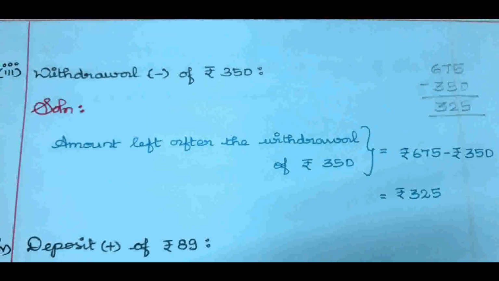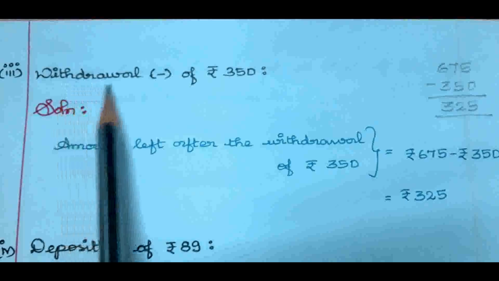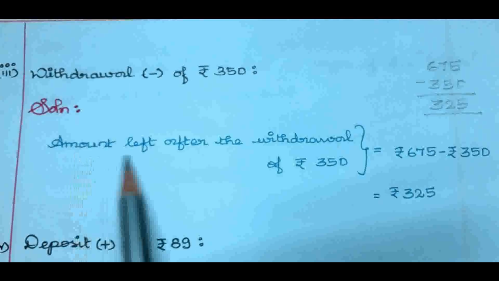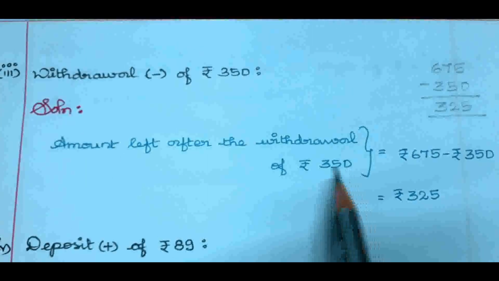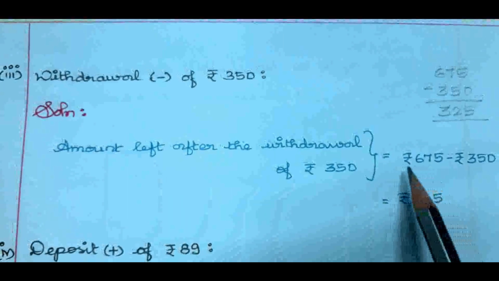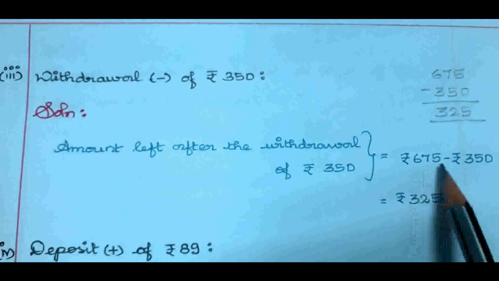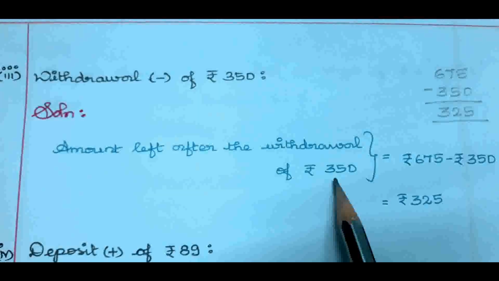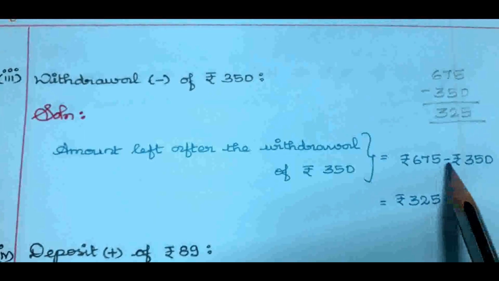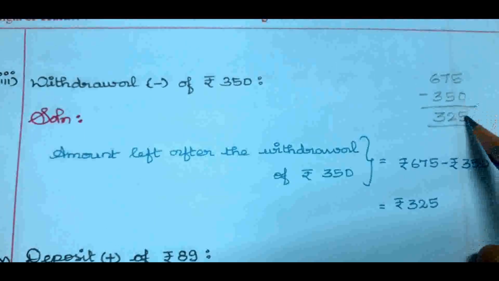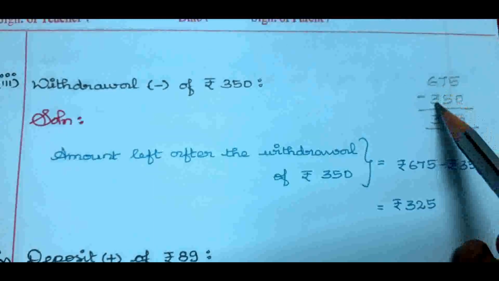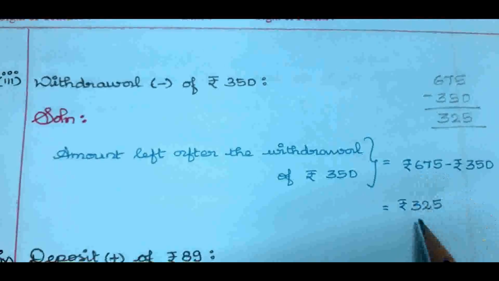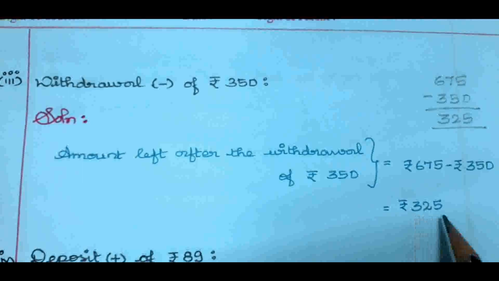Clear? The third transaction is withdrawal of rupees 350. Therefore, the amount left after the withdrawal of 350 from the total amount is, already the total amount is now rupees 675. From that 675, he is going to withdraw rupees 350. So withdraw is nothing but subtract. So 5 minus 0 is 5, 7 minus 5 is 2 and 6 minus 3 is 3. Therefore, after taking the 350 out of 675, he has the remainder as 325 rupees.